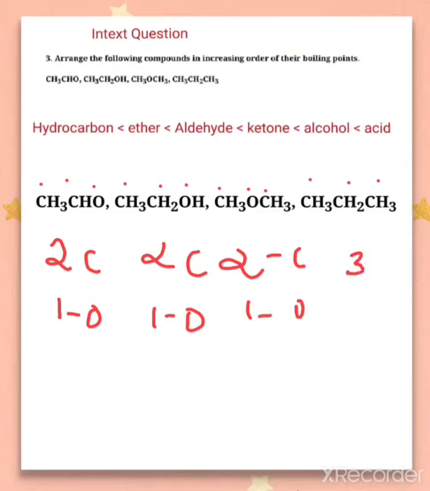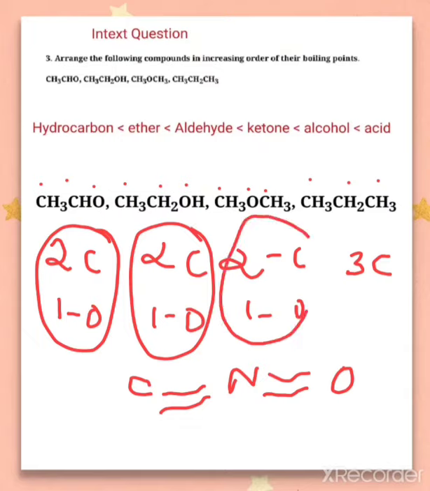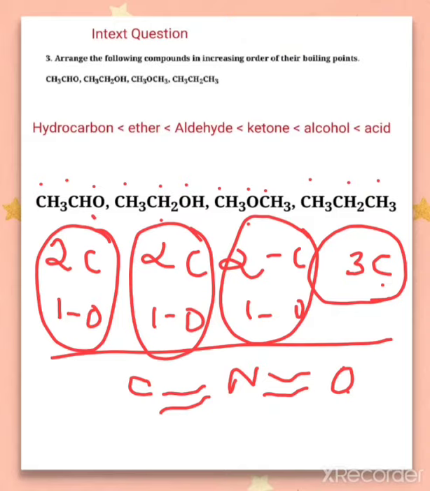And how many carbons are there? 3 carbons. I told you the mass of carbon is taken as similar to that of nitrogen, which is similar to that of oxygen, because there are only slight differences in their masses. So when we compare 2 carbon and 1 oxygen, 2 carbon and 1 oxygen, 2 carbon and 1 oxygen, these are of comparatively similar masses. Here only 3 carbons are there, but we can take the mass of carbon as similar to that of oxygen. So all these have comparatively similar masses.